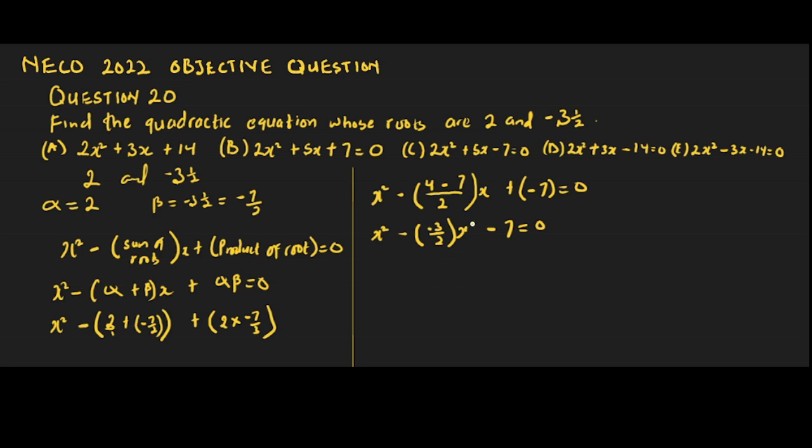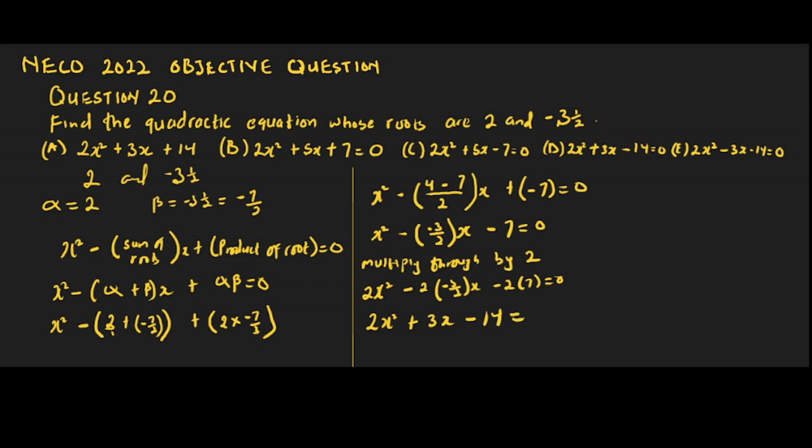Now if we check here, we have a fraction. What do we do so that we can eliminate the fraction? We multiply through by 2. We have 2 x squared minus 2 bracket minus 3 over 2 x, minus 2 bracket 7 equals 0. You are going to have 2x squared, 2 will cancel out, minus times minus, you are going to have plus 3x, minus 2 times 7, 14, equals 0.